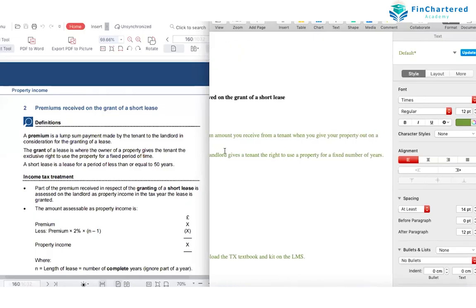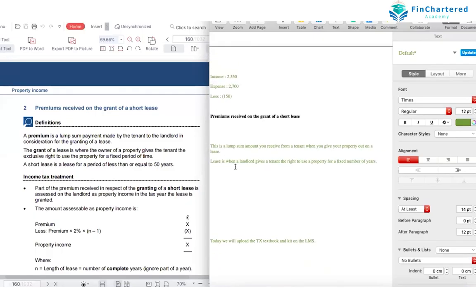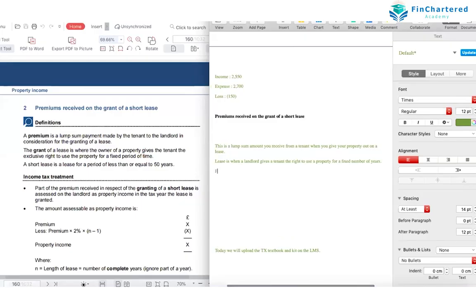Okay, for the next 5 years, for the next 21 years, you can use this property, and for that, the tenant will give you a lump sum amount. Again, it's for a short period of time that the property is given. For that period of time, the tenant gets exclusive access to the property. So for that number of years, the tenant gets exclusive rights to the property.